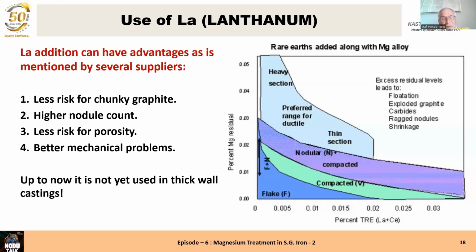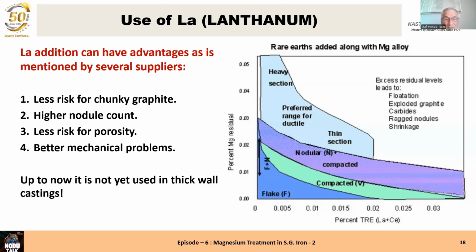Lanthanum has an advantage, as is mentioned by many suppliers and also in literature. It has less risk of chunky graphite. It gives a higher nodule count. It has less risk of porosity, and it has better mechanical properties. On the right side, it's the graph we presented already a few times. Lanthanum and cerium have a similar effect and can both lead to the same degenerated nodules if we misuse them.